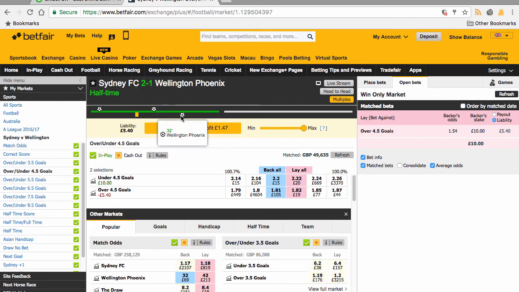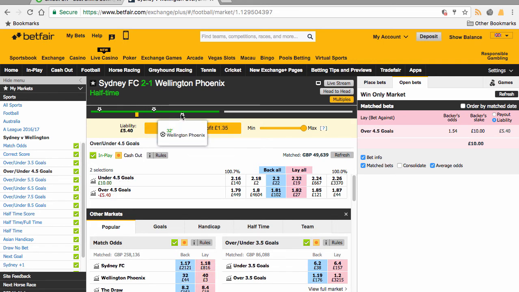Then after 22, Wellington hit back in the 32nd minute. But obviously we're in very good shape here now. So what this has allowed us to do is get to our first benchmark, if you like, and that's getting the value of our free bet back.